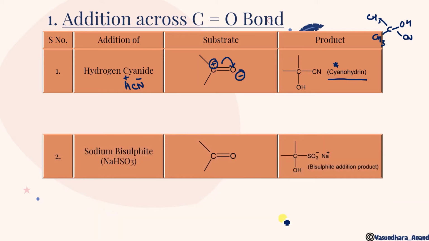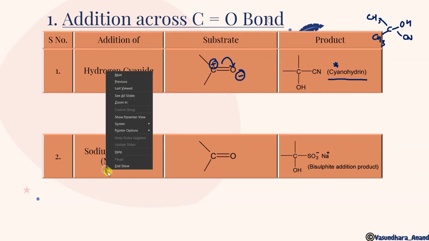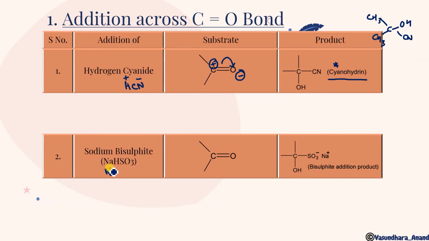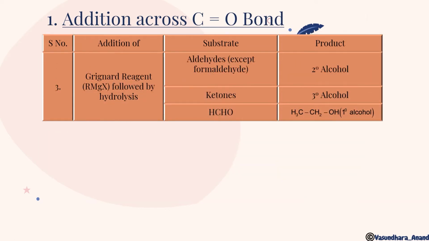And next is sodium bisulfite, NaHSO3. Again, it is going to break in this way, into NaSO3 minus and H plus. So the plus part will go to oxygen, and the negative part will attach to form this addition product. So this is called the bisulfite addition product. Clear? Okay, now move to the next form, and that is addition of Grignard reagent.